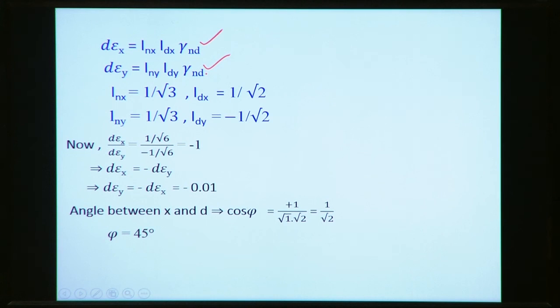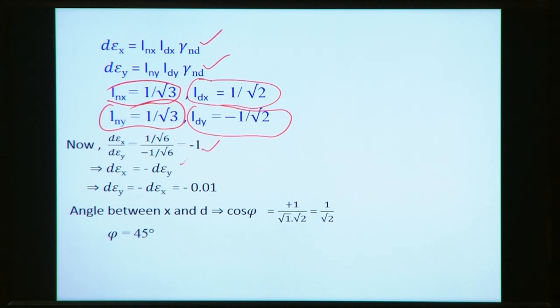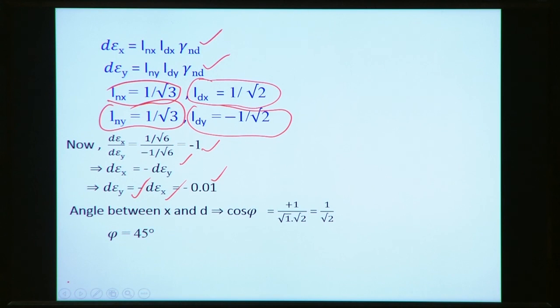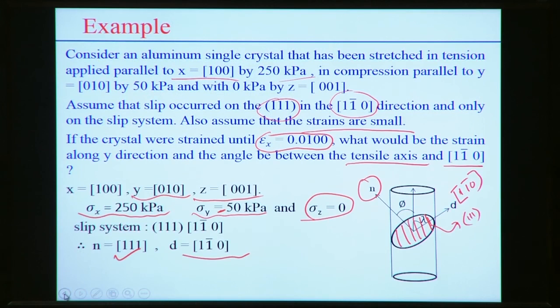Now we can find the direction cosines in a similar way, l n x and l d x, similarly for y, all the direction cosines we can find out. Then we can find the ratio of the strain, which is minus 1. So d epsilon y by d epsilon x is that ratio. Similarly with this stress state, we can simply find the range of the strain, which is the same as the range of the strain.